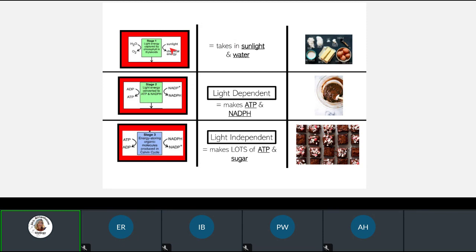Okay. So, step one: we take in water and sunlight, we gather the ingredients, right? That's what we do in photosynthesis. What is the first step in the light dependent reaction that happens in the thylakoid? Well, we're going to make ATP and we're going to make lots of that NADPH. It's like the brownie batter.